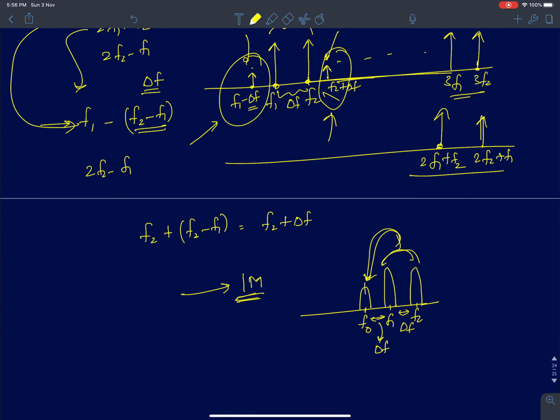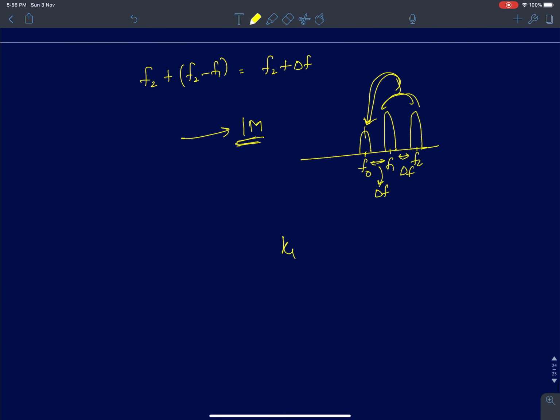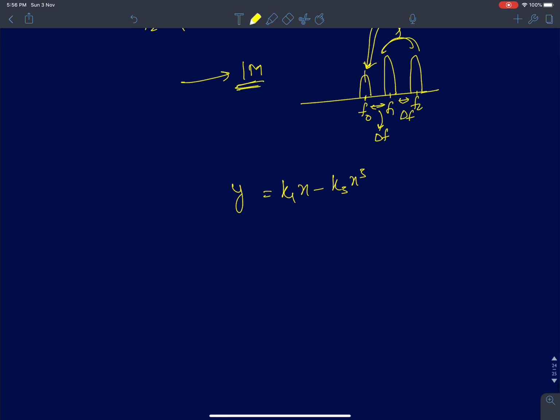Okay, so this is the nonlinearity I've assumed. I've assumed k1x minus k3x cube. This is the nonlinearity I've assumed here. Now the signal that I'm feeding to the system is a1 cos omega 1t.